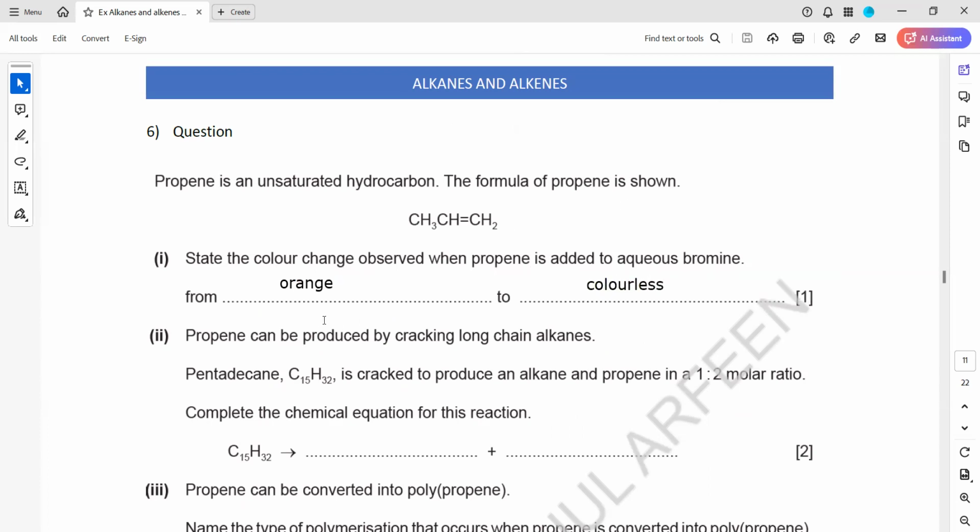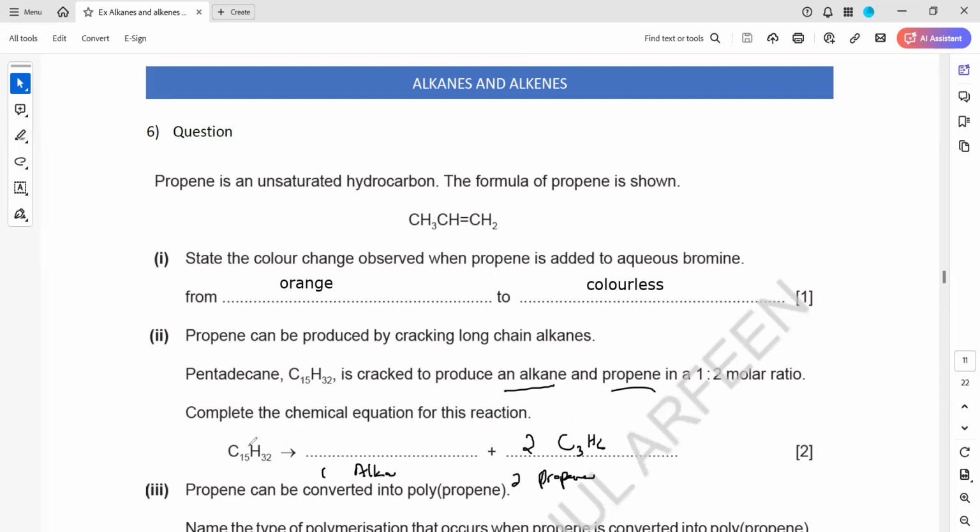Propene can be produced by cracking a long chain alkane, pentadecane, and it produces an alkane and propene in a ratio of 1:2. It will produce 2 molecules of propene and 1 molecule of an alkane. So 2 molecules of propene, prop means 3 carbon. So C3H6, because it's an alkene, that is the number of hydrogens.